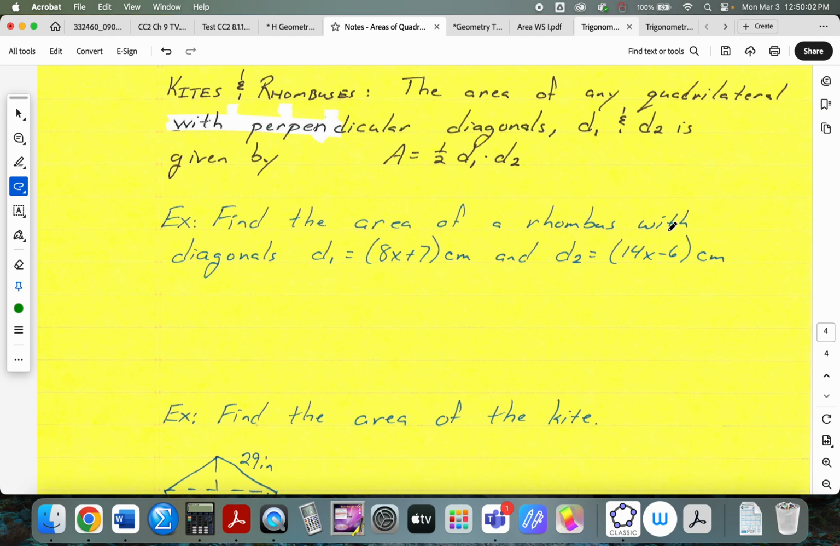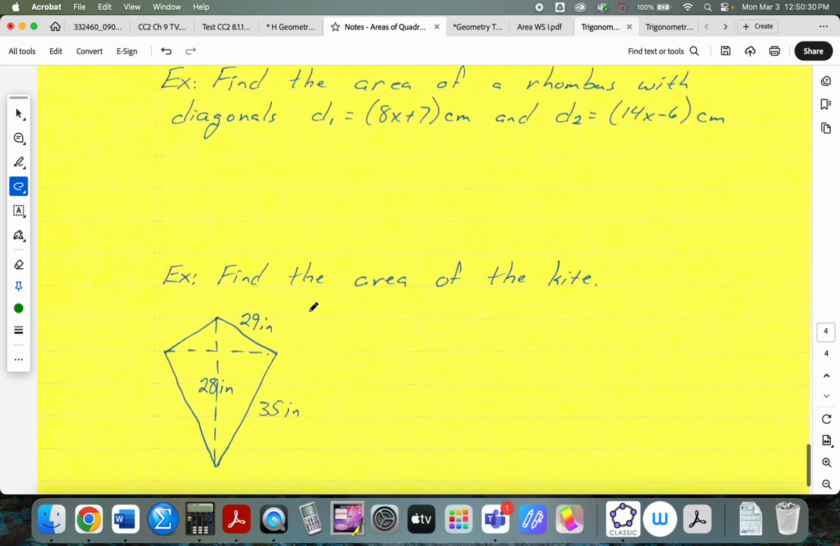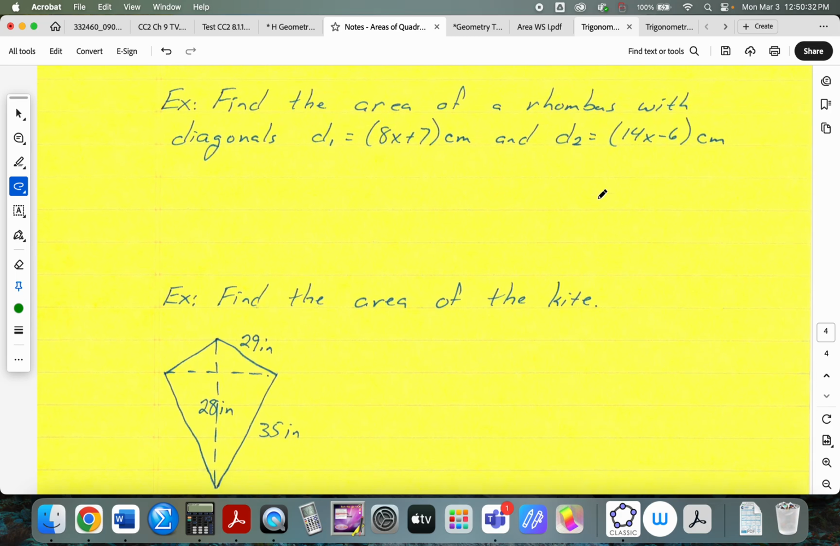The reason for that is not immediately obvious, but if we go to this diagram for just a second, if I cut this in half, the area of the triangle over here on the left, if this is D1, this would be half of D1 times half of D2 because it's only half the distance. But then I would need to double that, so I ended up with just half of D1 times D2. So, find the area of a rhombus with diagonals given here.